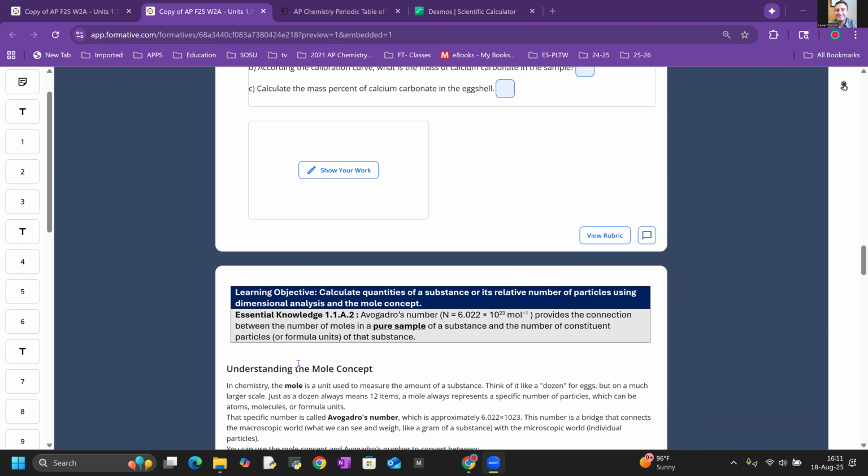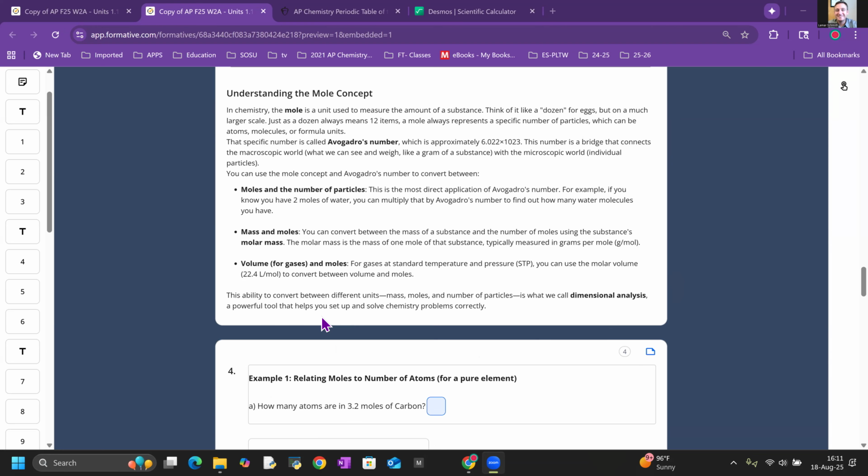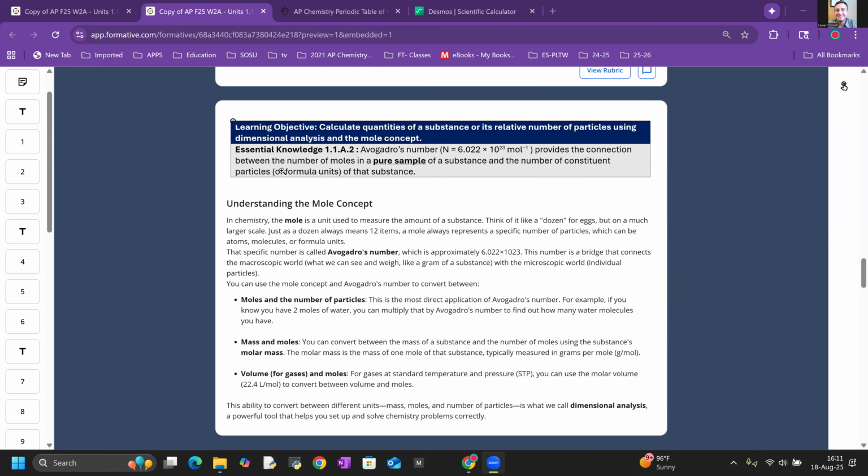In this lesson, we're going to be going over the units 1.1 through 1.3, and we're going to be looking at questions 4, 5, and 6. And that goes over section 1.1.8.2, and we're going to show Avogadro's number. It provides the connection between the number of moles in a pure sample of a substance and the number of constituent particles or formula units of that substance.